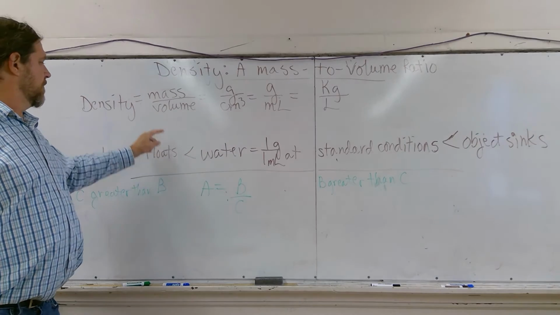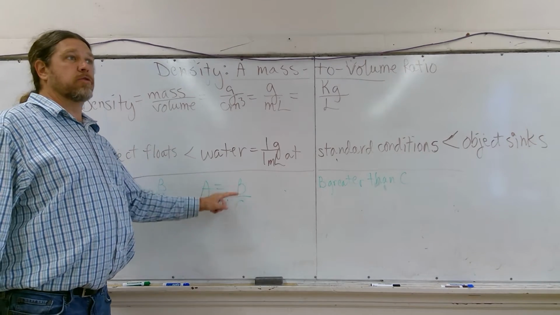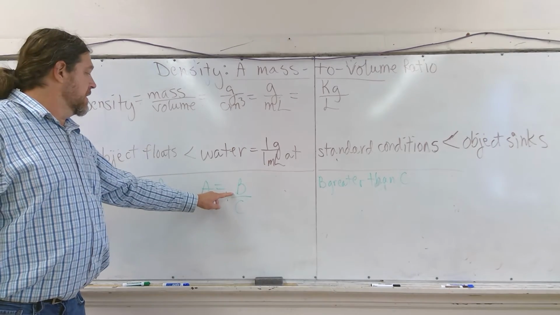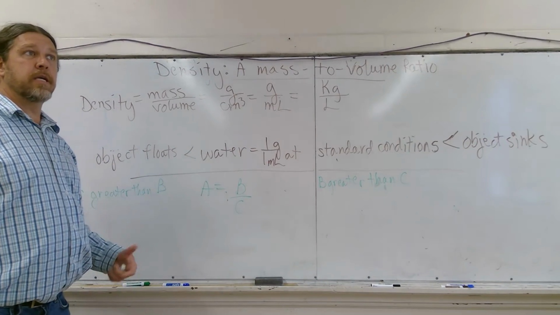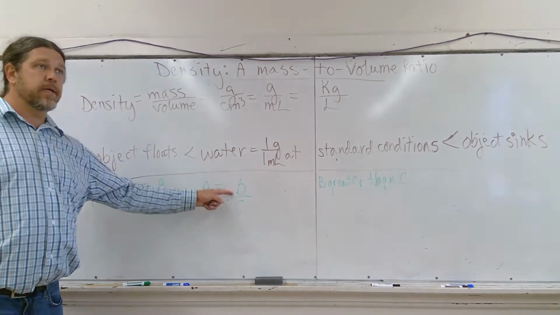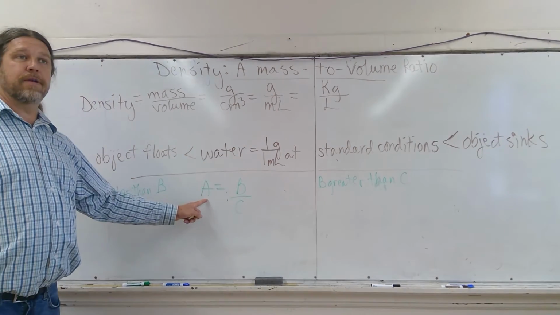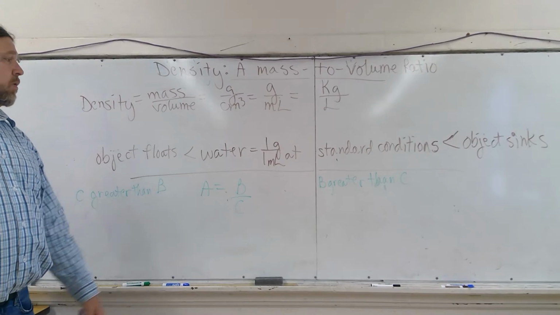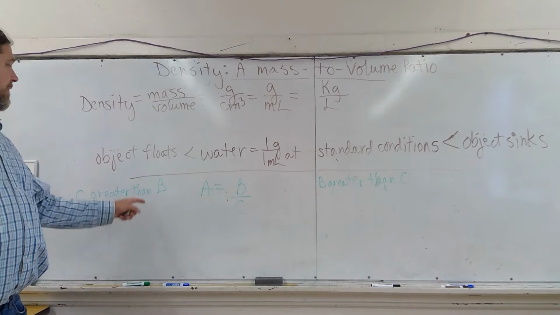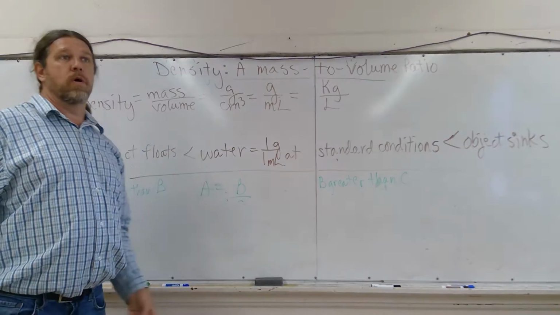Or if we viewed this as density equals mass over volume, an A equals B over C relationship, A being the density, B being the mass, and C being the volume, if C is greater than B, you're going to obviously have an answer A of less than 1. And if B is greater than C, we'll obviously have an A that is greater than 1.